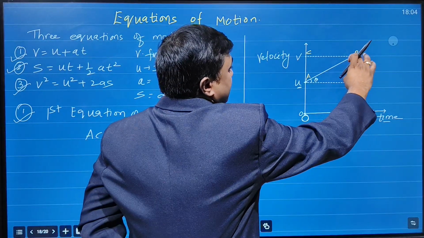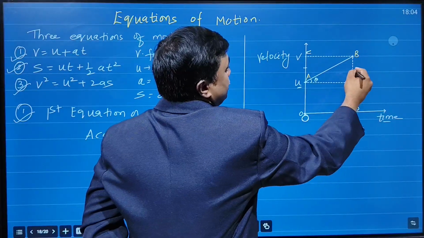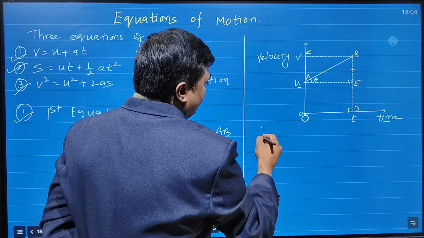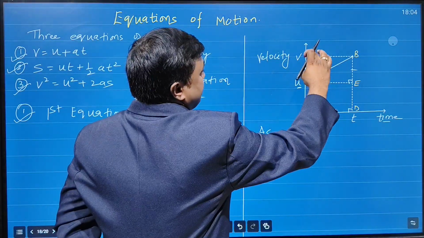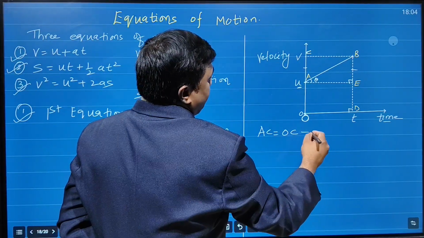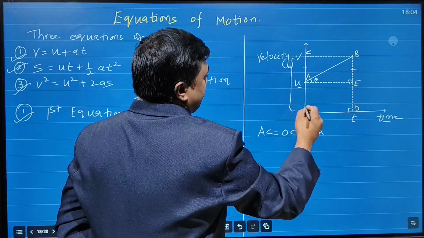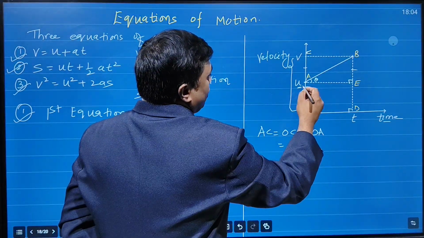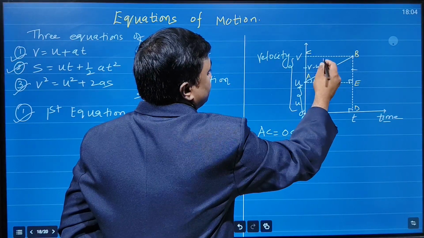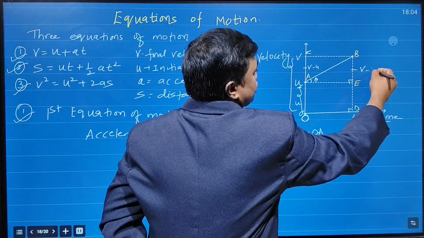Now, what is BE? BE is equal to AC, since this distance is equal to this distance. What is AC in this graph? AC is nothing but OC minus OA. OC is v and OA is u. So v minus u is this distance AC, and the same distance here is also v minus u.